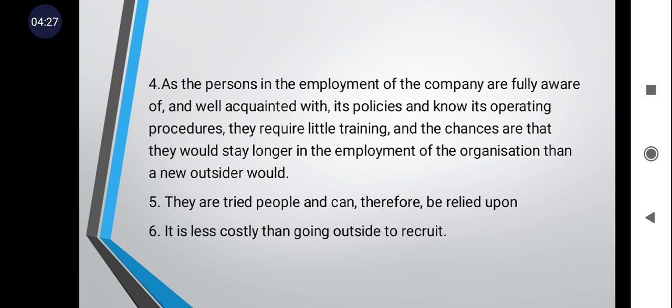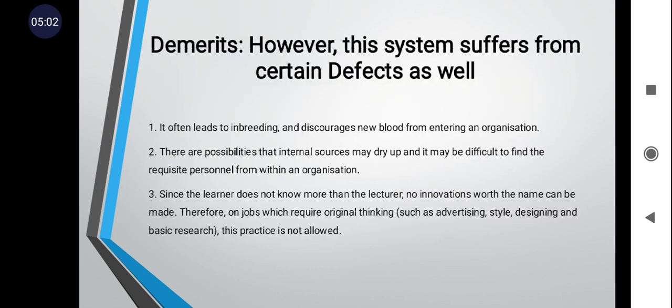As the persons in the employment of the company are fully aware of and well acquainted with its policies and know its operating procedures, they require little training, and the chances are that they would stay longer in the employment of the organization than a new outsider would. They are tried people and can therefore be relied upon. It is less costly than going outside to recruit.